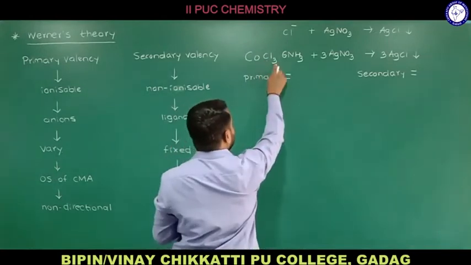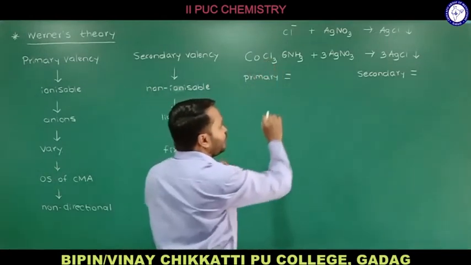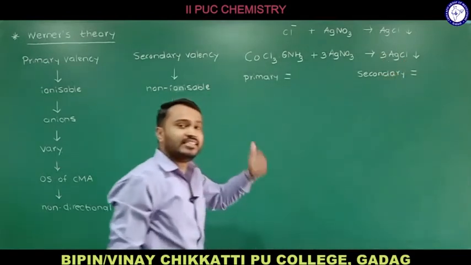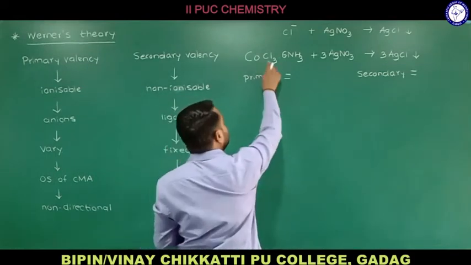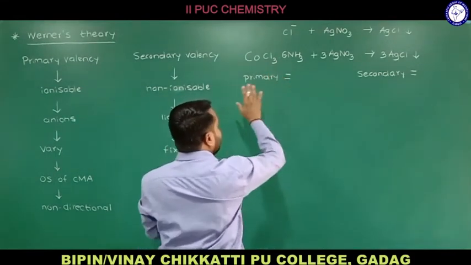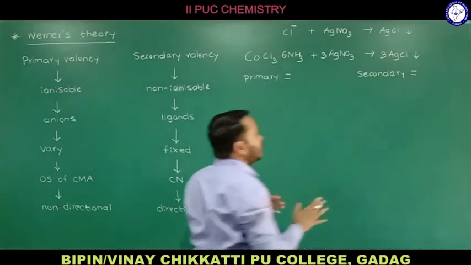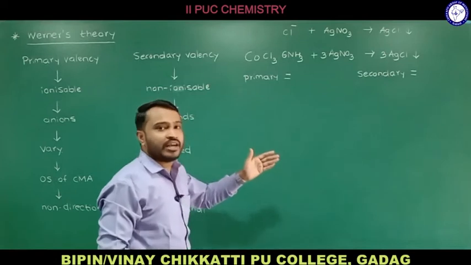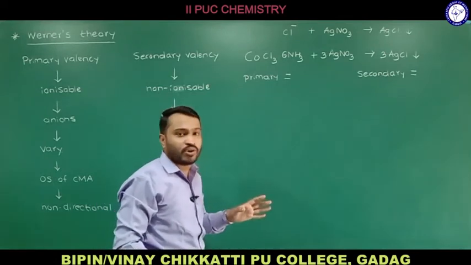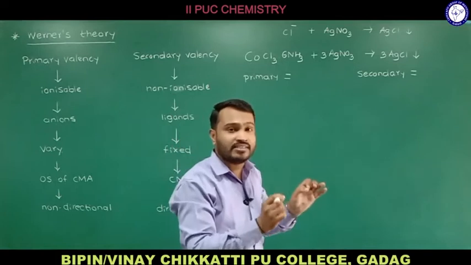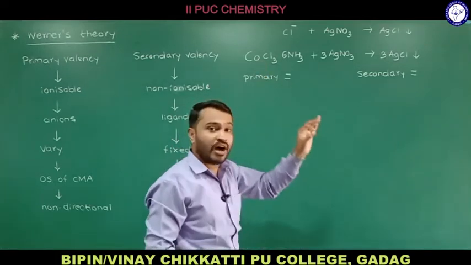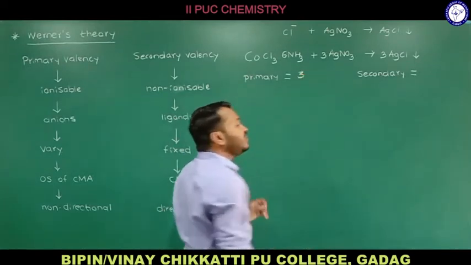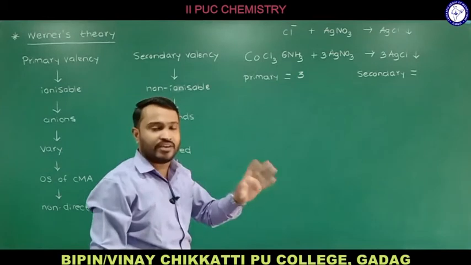Here we have Cl3, three Cl. Since we got 3 AgCl, I can say 3 moles of Cl minus ions we have. So all the three Cl are ionizable, and all three are converted into precipitate. Now look at the postulate I mentioned: primary valencies are ionizable. So these Cl3 will undergo ionization and you will get precipitate. Therefore the primary valency of cobalt is 3, since primary valencies are ionizable.